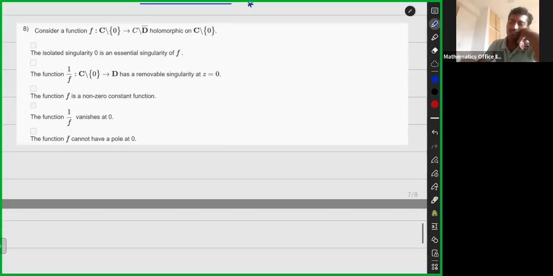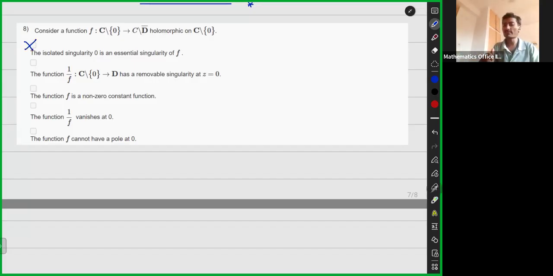So first of all, 0 is not an essential singularity. Why? It's not an essential singularity because the image is not dense. The image is going to C minus D closure, and D closure contains many open sets. So the image is not intersecting many open sets. So the image is not dense. So it means using the Casorati-Weierstrass theorem that f does not have an essential singularity at zero. So the essential singularity part is over. The first option is essential singularity.